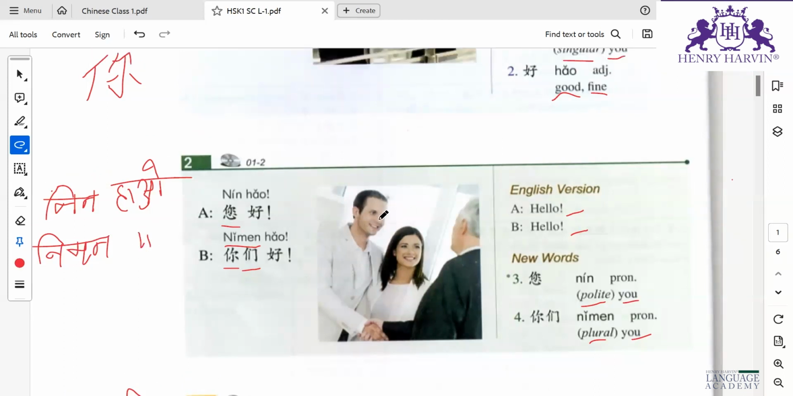Now just read. Jitesh, start with A. Nin hao. Ashwin, I didn't hear you. Niman hao. Right. So, Jitesh, why did you use nin hao and not ni hao here? To be polite. And Ashwin, why have you used niman hao here, not ni hao? I used it because there was more than one person whom I was greeting. Yes, whom you are talking to, who is in front of you.